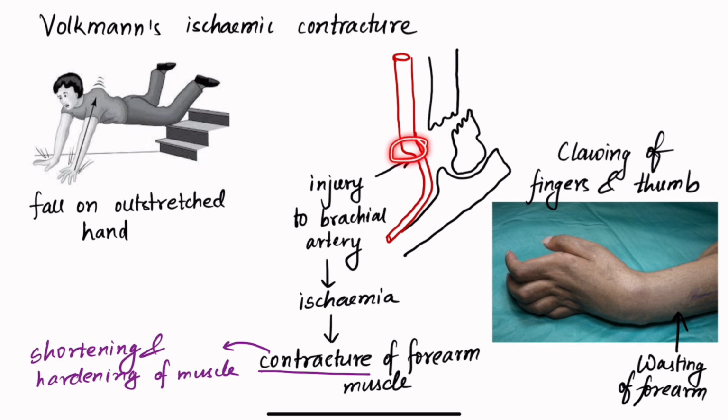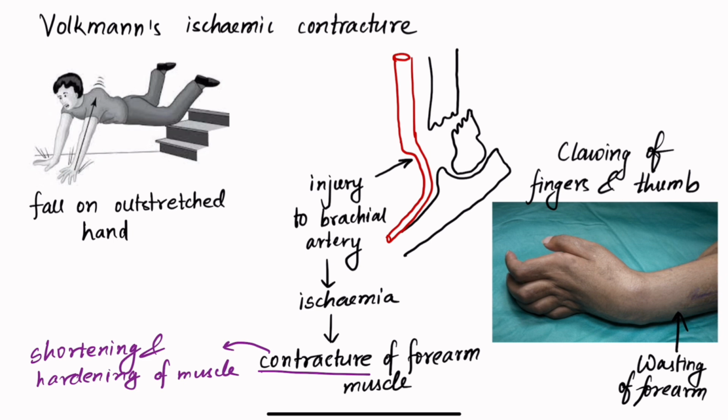The artery either gets torn or pressed or some kind of occlusion takes place. Either way, the blood supply to forearm muscles decreases, and a decrease in the blood flow through artery is called ischemia. So an injury to brachial artery due to fracture of supracondylar region of humerus leads to ischemia to forearm. Prolonged ischemia or prolonged lack of blood supply to forearm leads to contracture of forearm muscle. Contracture basically means that the forearm muscles decrease in size and become solid or harden. Due to the decrease in the size of the forearm muscle and hardening of the forearm muscle, clawing of fingers and thumb takes place, and basically the forearm gets wasted.